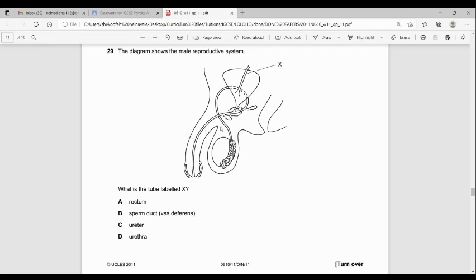So we should not make the mistake. This is the sperm duct, and the rectum is here. This is the rectum that you saw in the diagram. This is for defecation, where the feces go out, so it has nothing to do with these structures. And here, this tube, urethra, connects to the kidneys. So X is C.